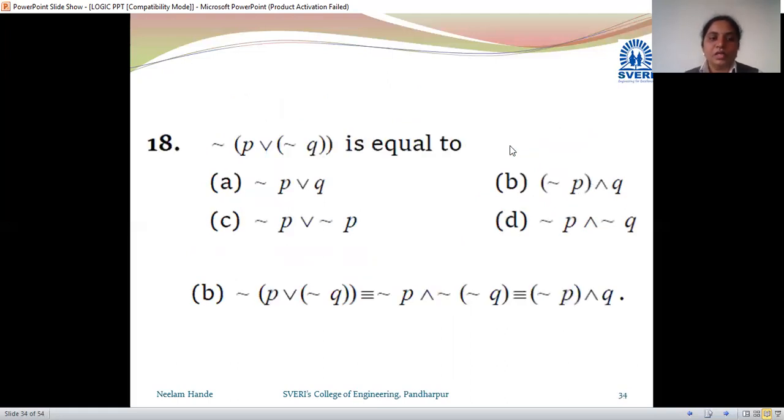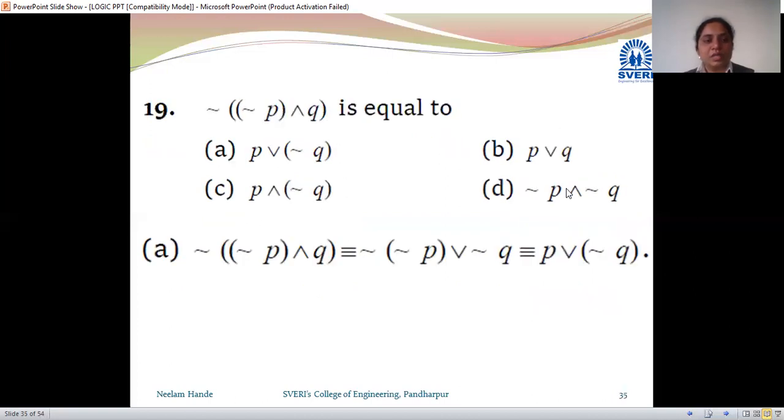Next, negation P or negation Q. This negation applies to the whole of this. And we know the definition, negation of P or Q is negation P and negation Q. But here there is now negation of Q, so Q's role is played by negation Q. So it will be negation P and negation of negation Q. Negation of negation is Q itself, so negation P and just Q. So your correct answer is option B.